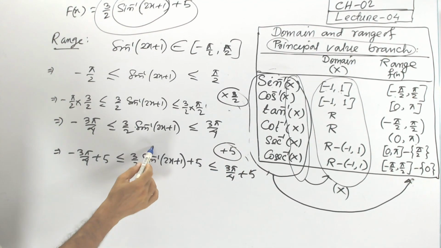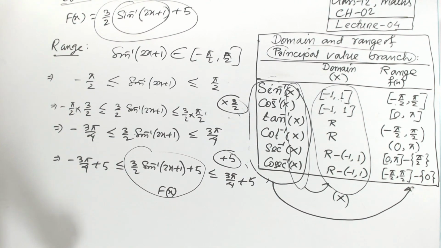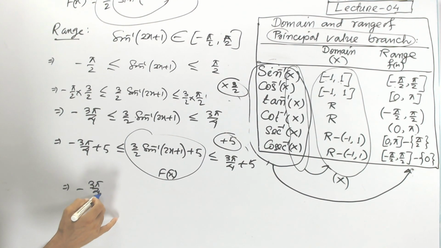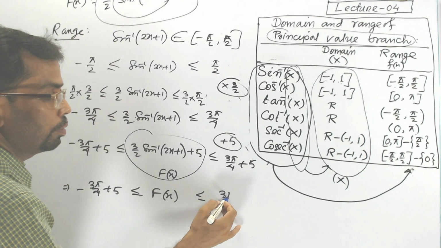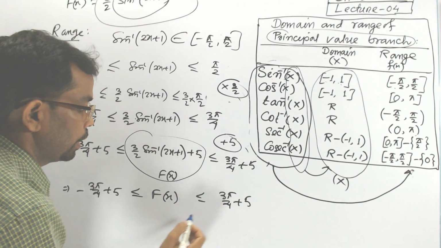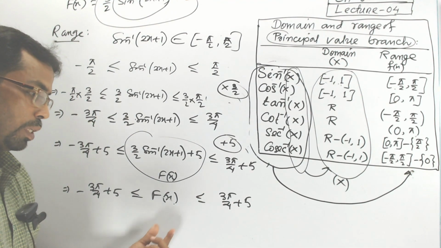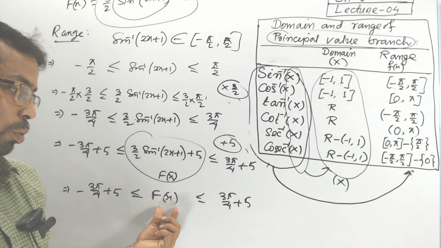And you see finally we made the function fx. That was our aim, to make the function. So what we are getting, -3 pi by 4 plus 5 less than equal to fx less than equal to 3 pi by 4 plus 5, and fx is what? Set of all possible values of fx is the range. So we got the range here.